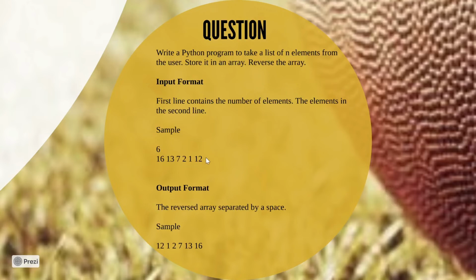You will take this kind of input, whatever number of inputs that you want to take, you will take that particular number of inputs, and the output should be 6, 5, 4, 3, 2, 1. That means just the opposite of whatever list that you are taking, your output should be the reverse of that particular list.